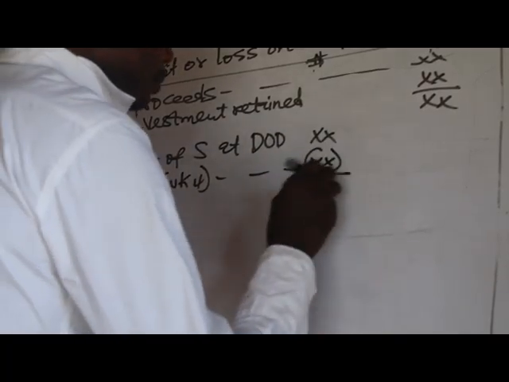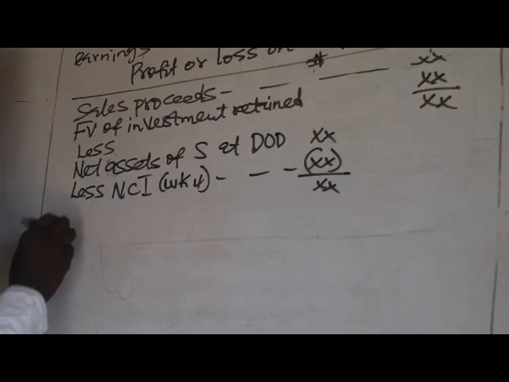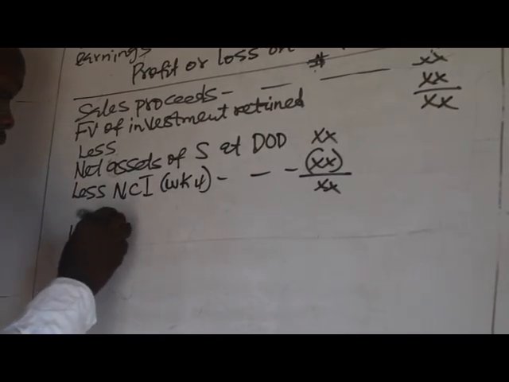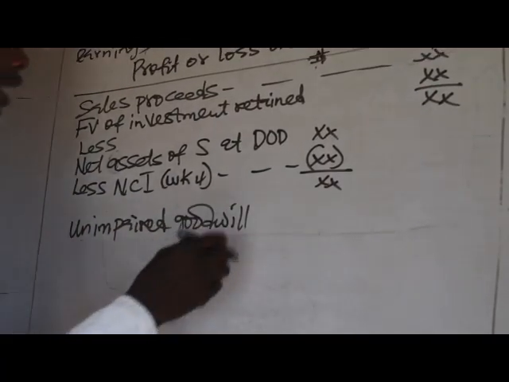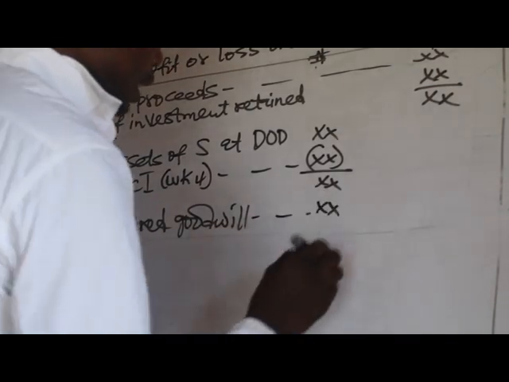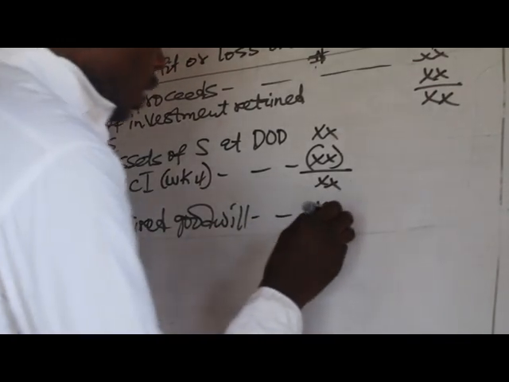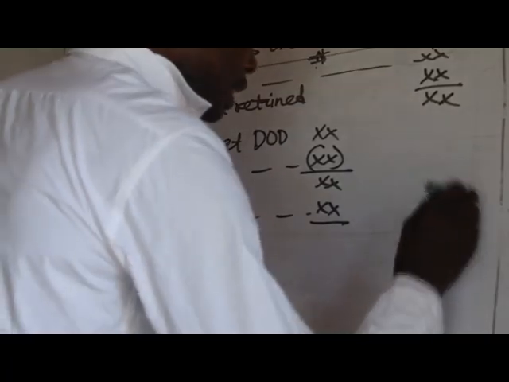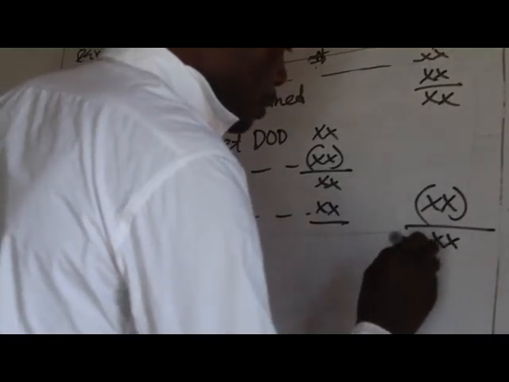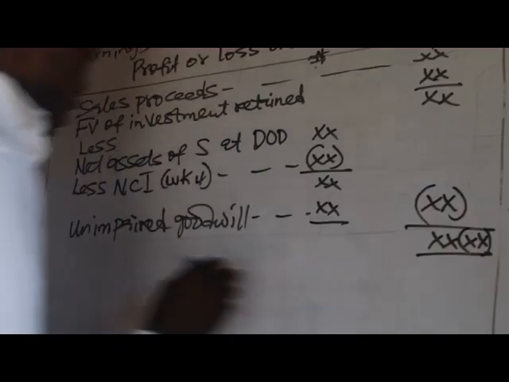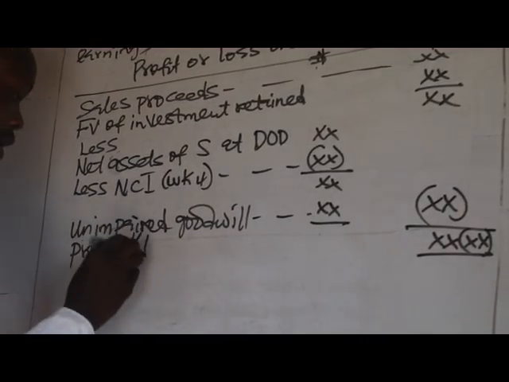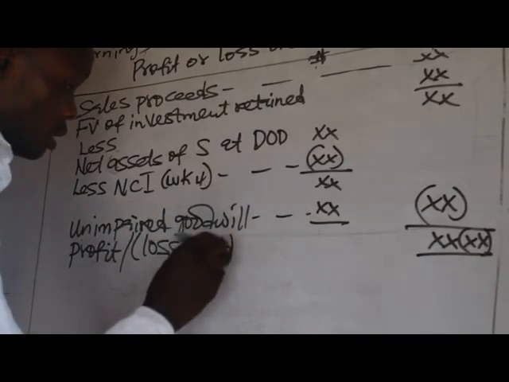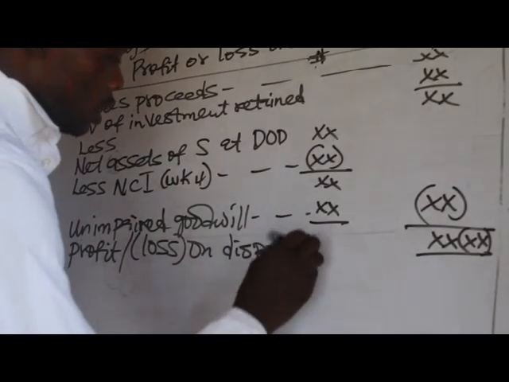So when you less that, then we now have unimpaired goodwill. The goodwill we have calculated earlier after charging the impairment loss. So the sum of these will now be deducted from the total above. So you have the profit or loss on disposal. That is step number 5, profit or loss on disposal of the subsidiary.